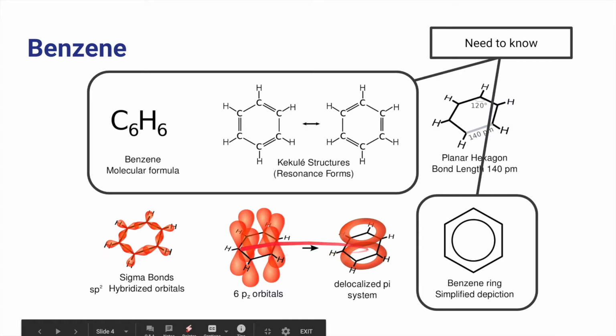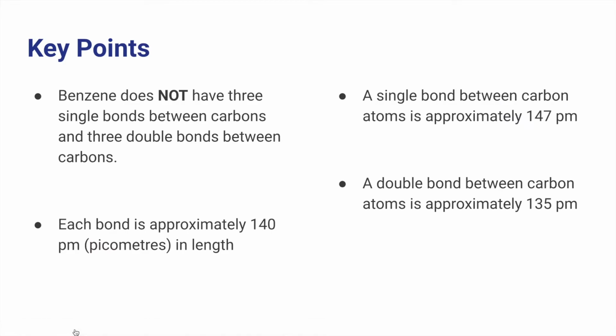You don't need to know any of the other stuff with orbitals and all that kind of stuff for grade 12. So key points about benzene. Benzene does not have 3 single bonds between carbons and 3 double bonds between carbons. Each bond is approximately 140 picometers in length.